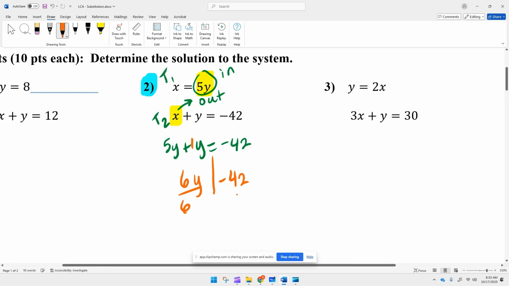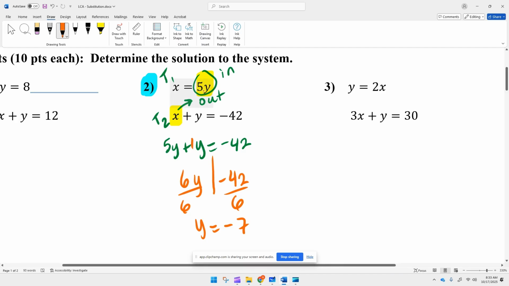Then we're going to divide both sides by 6 so that the y is now by itself. A negative divided by a positive is going to give me a negative. 42 divided by 6 is going to give me 7. So that's going to give me negative 7.